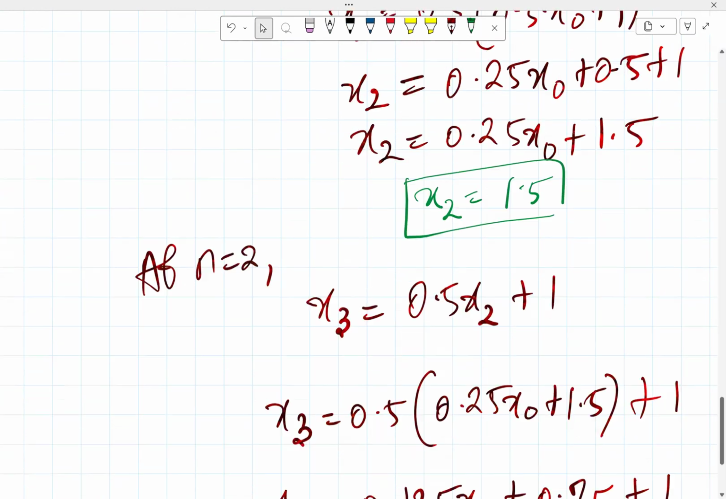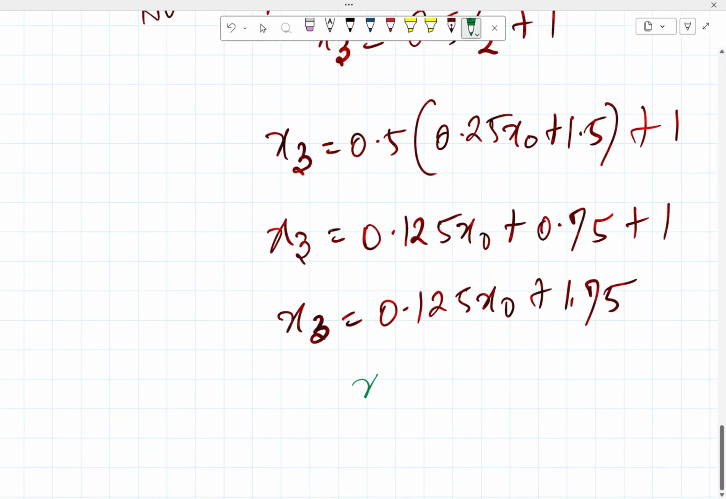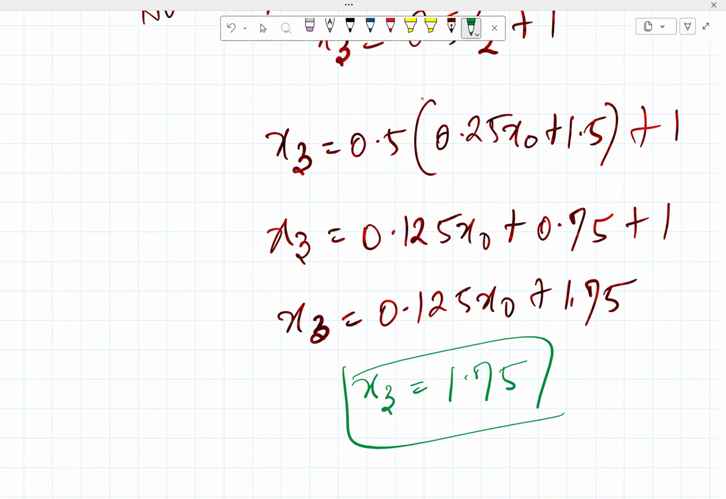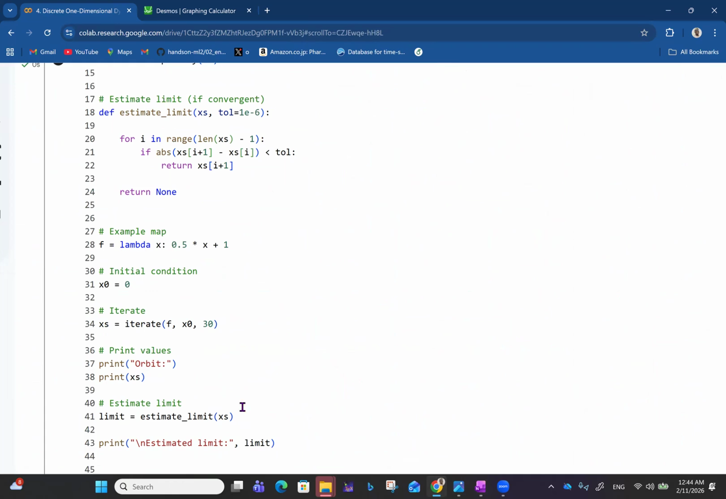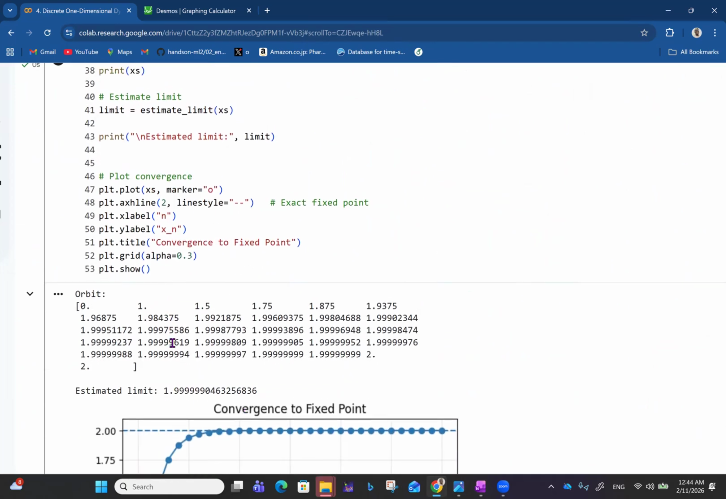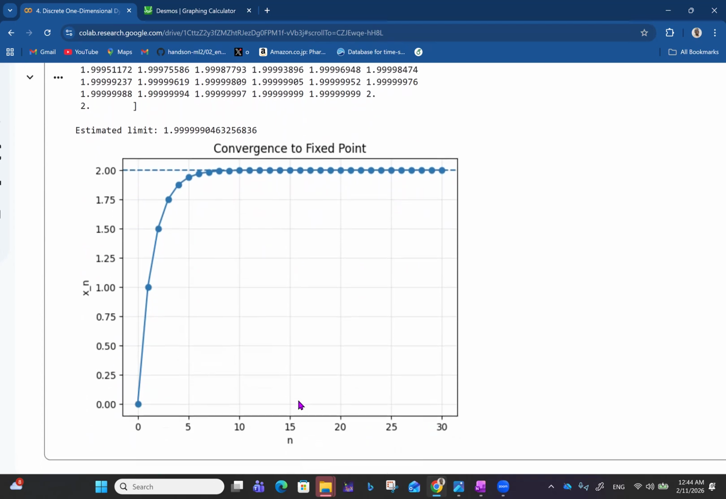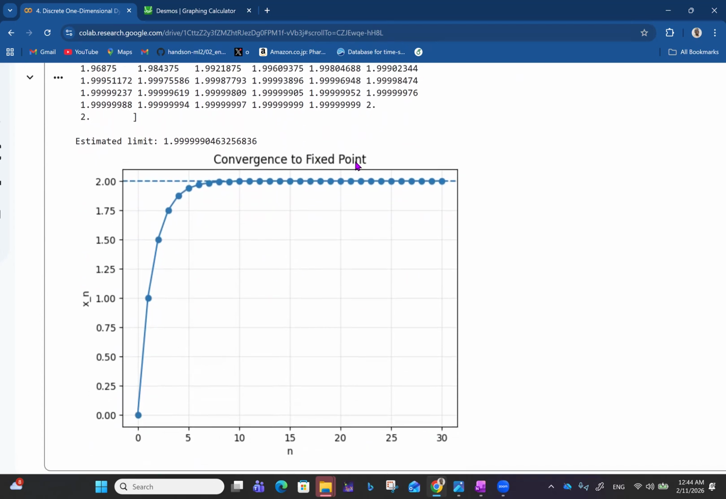And then x3 will be 1.75 and so on and so forth. So if you have a number, you won't have to do this complicated calculation. So you can see 0, 1, 1.5, 1.75, 1.875, 1.9375. It keeps going and going, and it is moving closer and closer to 2. So you see the estimated limit is 1.9999 something. That's roughly 2.